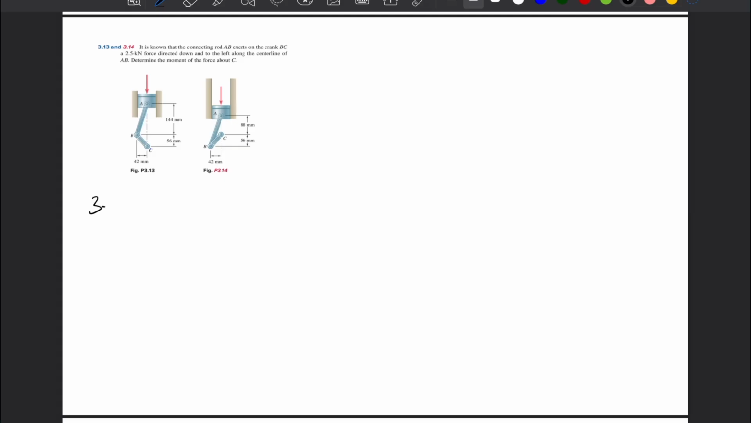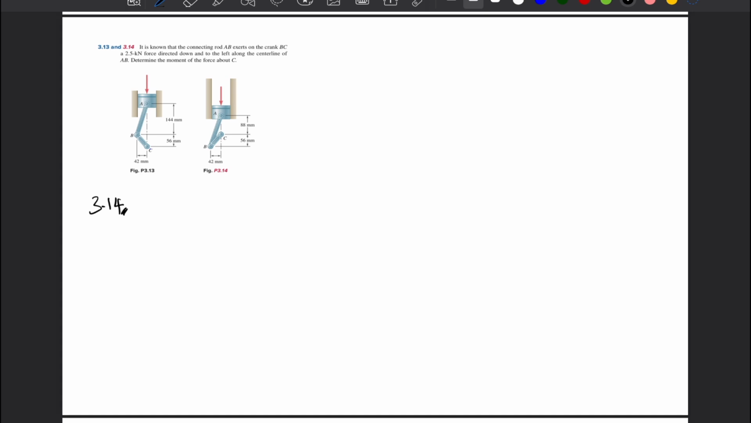Question 3.14. The question says, it is known that the connecting rod AB exerts on the crank BC a 2.5 kilonewton force directed down and to the left along the center line of AB. Determine the moment of the force about C.